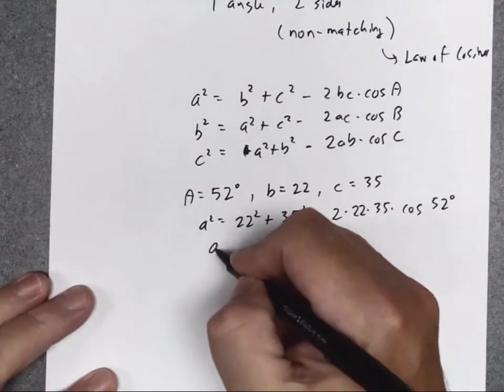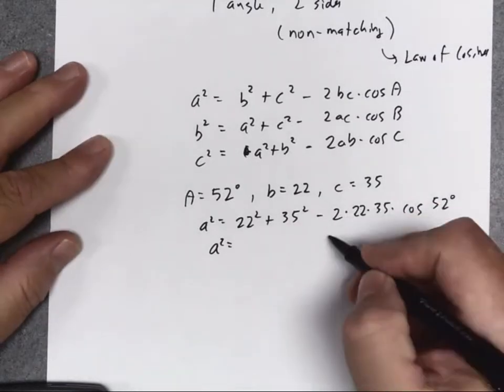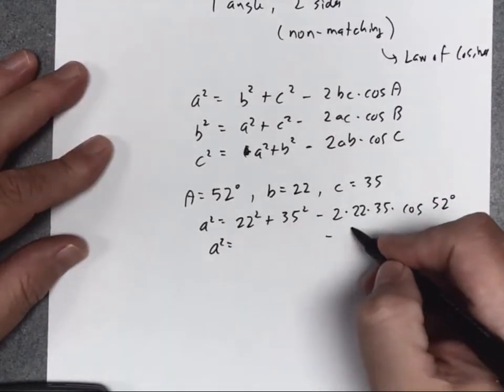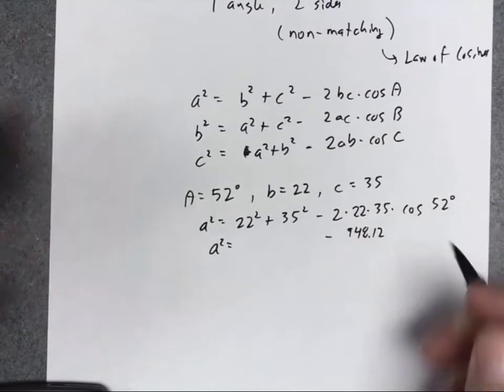So like I said, that's a sort of pretty messy calculation. Let's see if we can not make a mistake here. Cosine of 52 in the degree mode times 35 times 22 times 2. I got like 948.12.